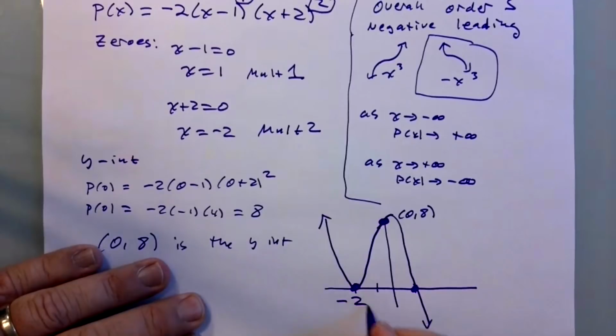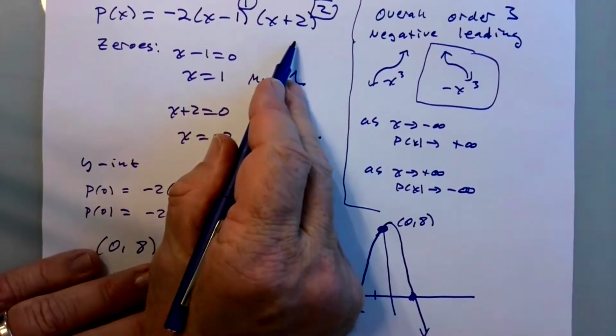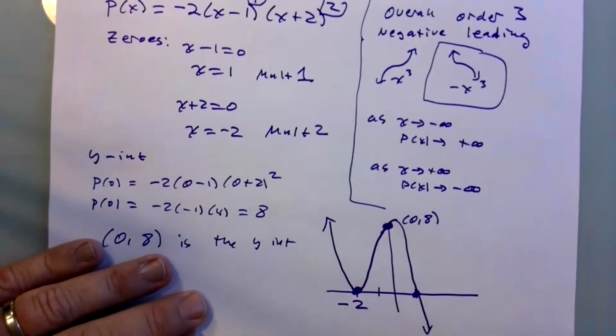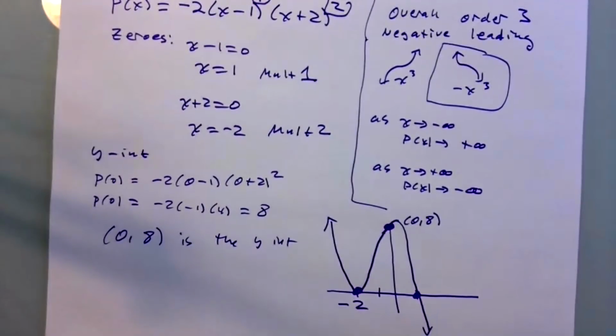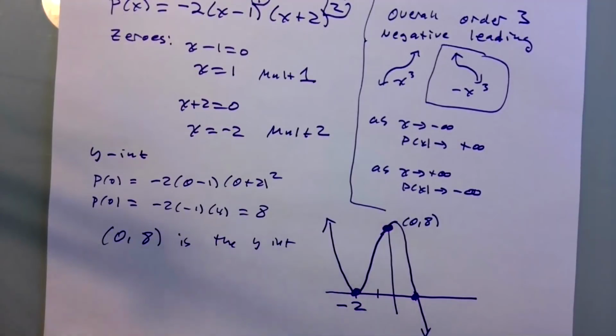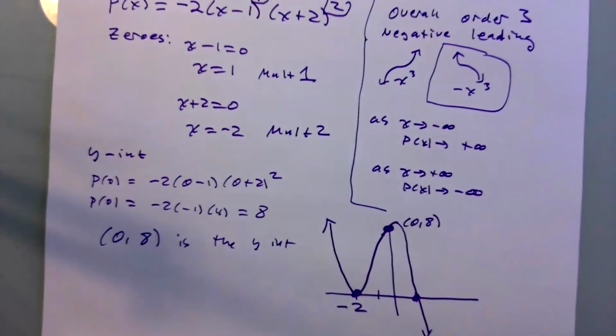Again, the zero at -2 was multiplicity 2, so that's going to bounce. The zero at 1 is multiplicity 1, so that's going to go through the graph. That's the first question I want to look at. That's a polynomial, so you need to be able to graph a polynomial given the function, or if I give you the graph, you've got to be able to create the function. We've done that many times during the course of the semester.